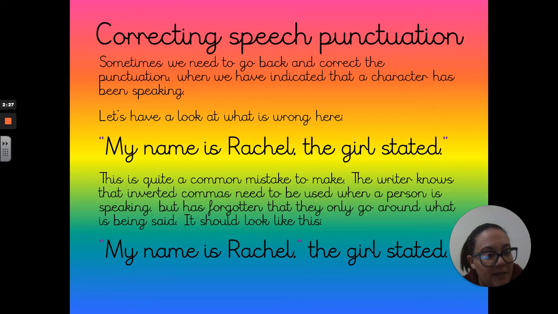So we do need to correct our speech punctuation though, because often when we're writing, it's the same with editing any aspects of punctuation. We do need to revisit it, we do need to relook at it and make sure that we've not made any errors with it as well. So it's important to go back and make sure that we have really indicated that it's obvious where that character is speaking, and that's where your inverted commas come into play.